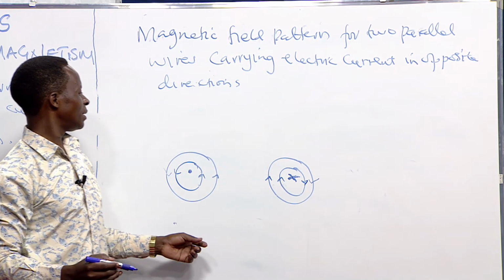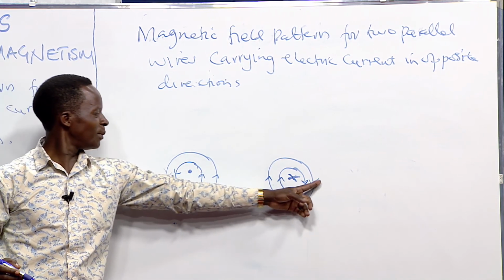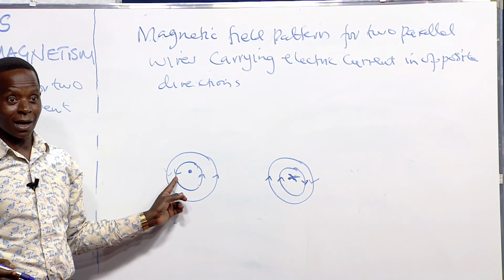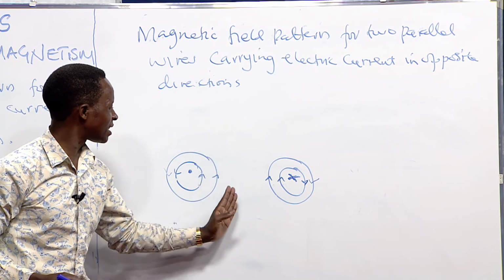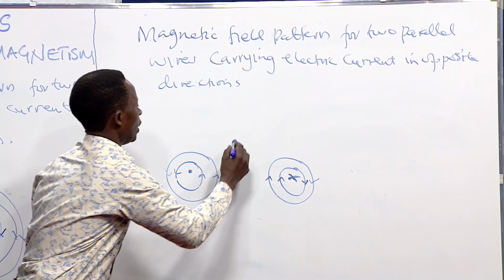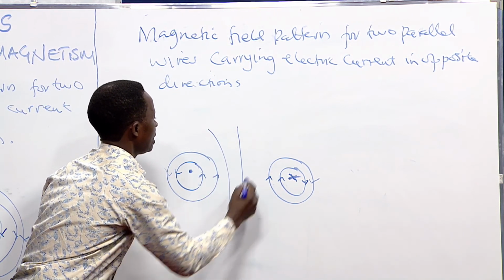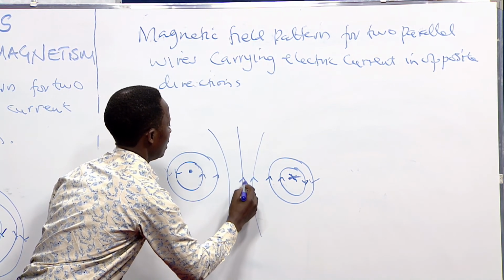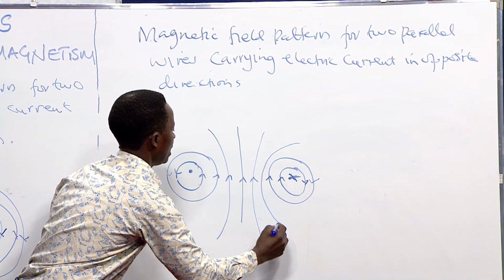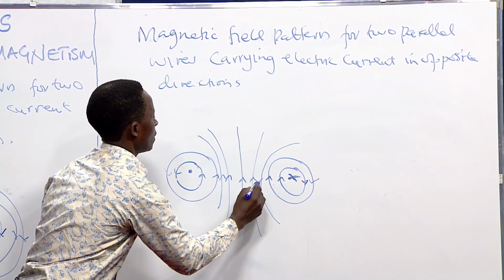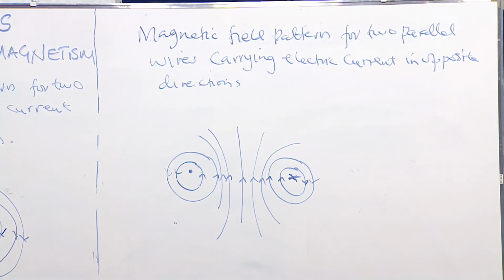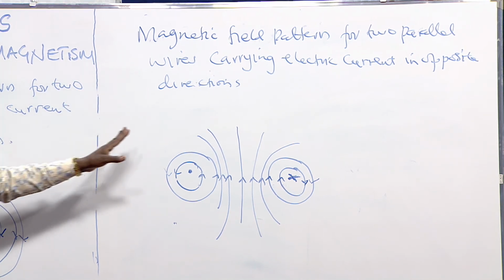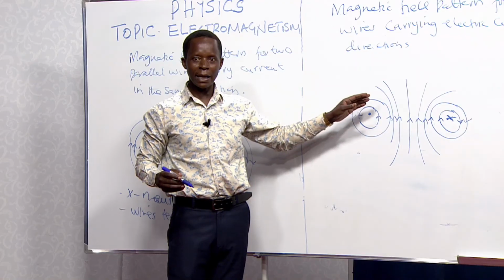Now, this time round, you realize that at the extreme ends, the fields are opposing, but here they are in the same direction. So you will have this, you have that, you have this, and something like that. All right? So that will be the field pattern for two parallel wires which are carrying electric current in opposite directions.